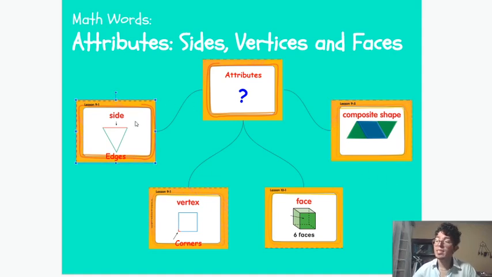A side is one line that composes a figure. Un lado es una de las líneas que compone una figura. For example, this sheet of paper is made up of 1, 2, 3, 4 sides. Esta hoja de papel tiene 4 lados. They also call them edges. También les pueden decir bordes, ¿ok? This has 1, 2, 3, and 4 edges. Esto tiene 4 bordes. Three-dimensional figures also have edges. Las figuras de 3 dimensiones también tienen lados o bordes, ¿ok?